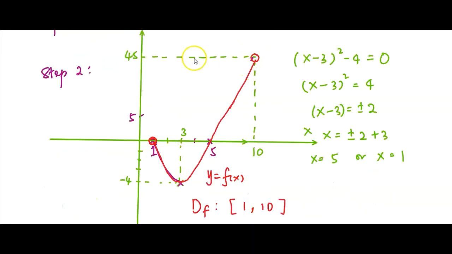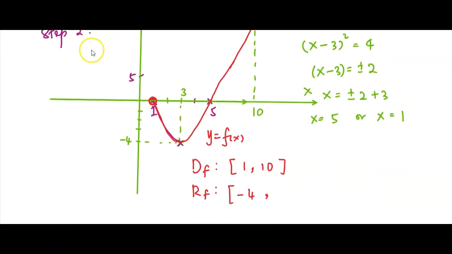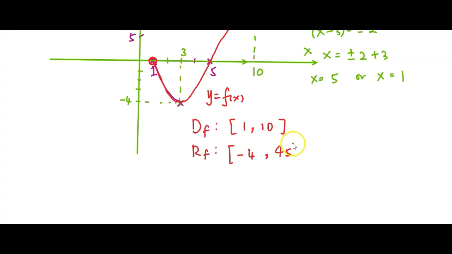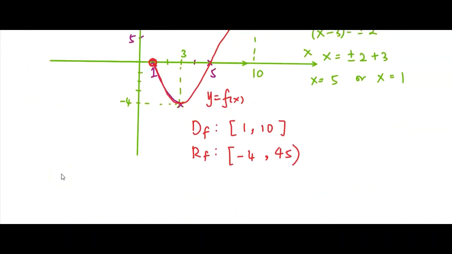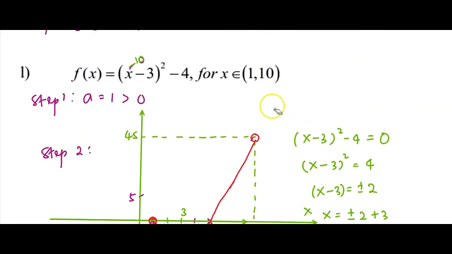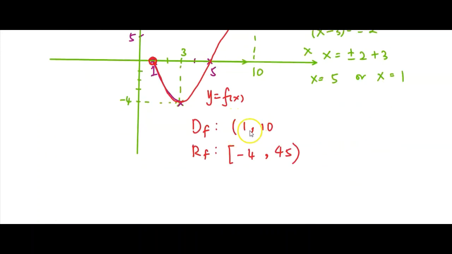Since the highest point of the graph has the y value 45, this means that your range will end with 45. And because it does not include 45, as you can see the empty circle here shows that this point is not included, we will use the open bracket to close up the 45 for the range. Sorry, the domain: the domain shouldn't use a closed bracket because it is given that it does not include 1 and 10. We just follow the question given. The domain is from 1 to 10, and you can also get it from the graph.